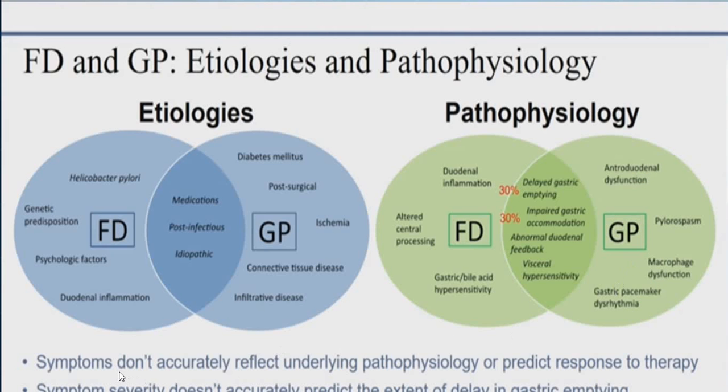So symptoms don't actually accurately reflect underlying pathophysiology or predict the response to the therapy. Symptom severity does not accurately predict the extent of delay in gastric emptying. That's the reason why good number of times etiology is overlapping as well as pathophysiology is overlapping between functional dyspepsia and gastroparesis. But for diagnosis of gastroparesis, you will require certain studies, what is called gastric emptying study, and then only you can label that as gastroparesis. Otherwise, symptoms are almost overlapping between both the groups.